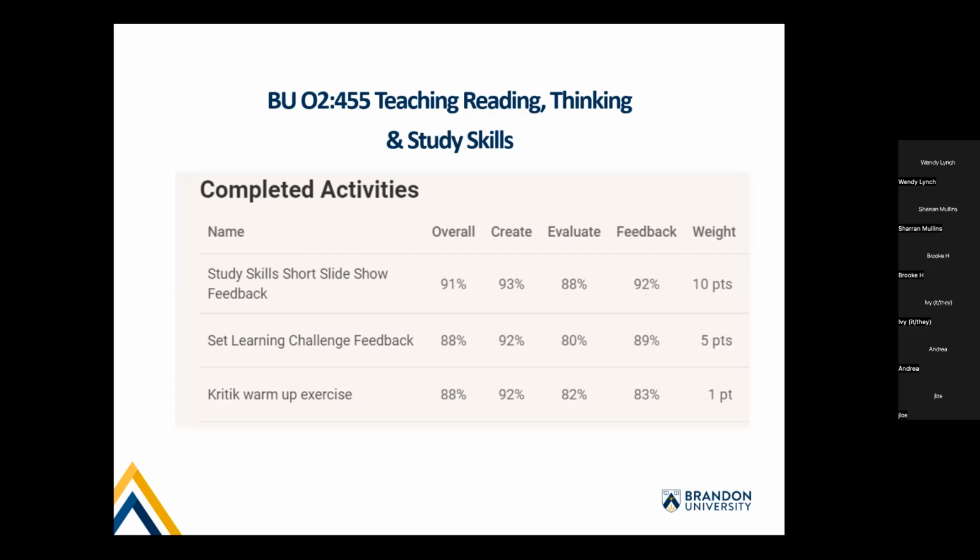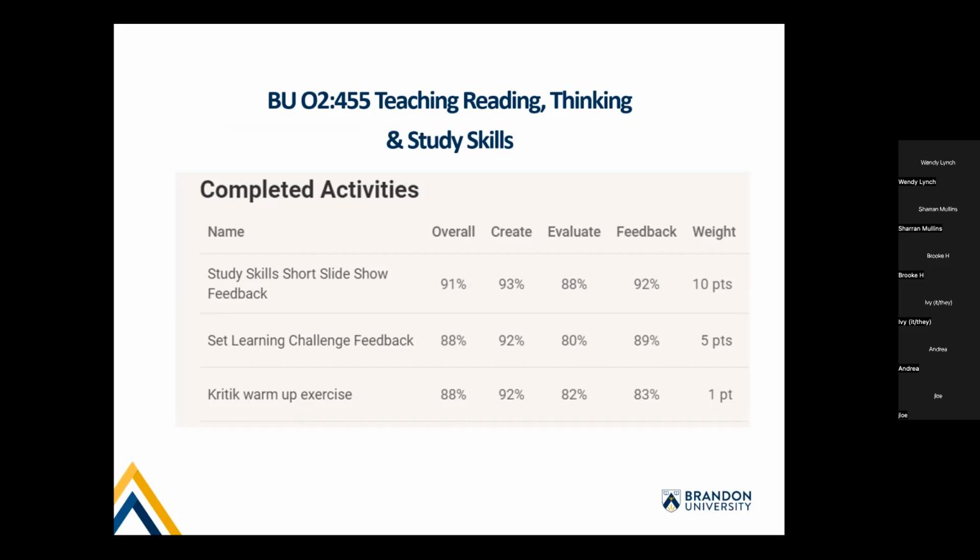You can see at the bottom, I gave them a Kritik warm-up exercise in the first week, just so everybody could walk through it and have a sense of it. It was 1 point, but they could create something, which was basically a hello, how are you? It would then be evaluated and then feedback would be given on the feedback. We also did a set learning challenge feedback. So they had to set learning challenges for their potential students. And that was a lesson plan along with some other things. So that creation would be uploaded, and then other students would say, you know, this lesson plan's meeting here, but not meeting here, according to the criteria provided.